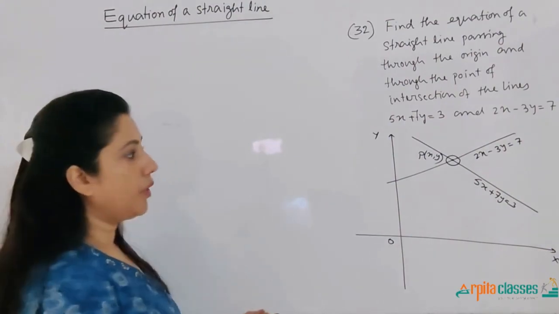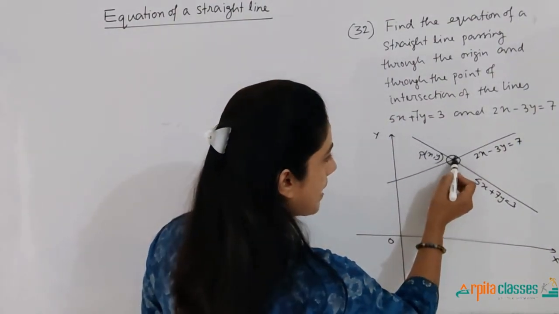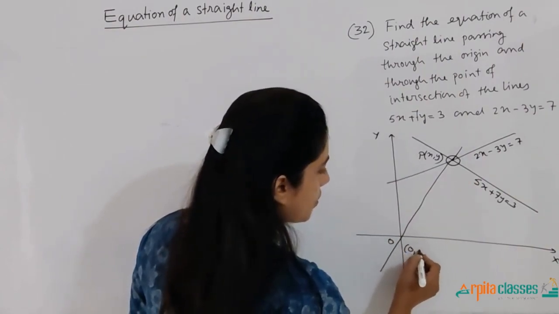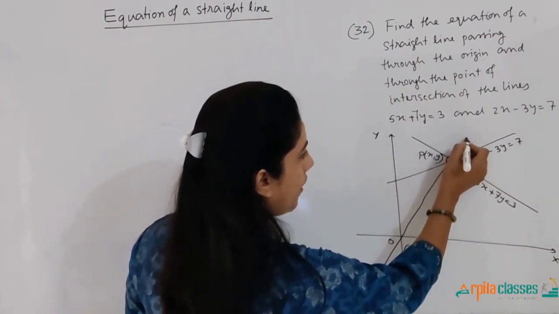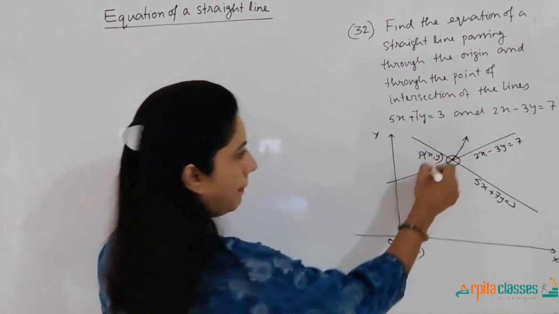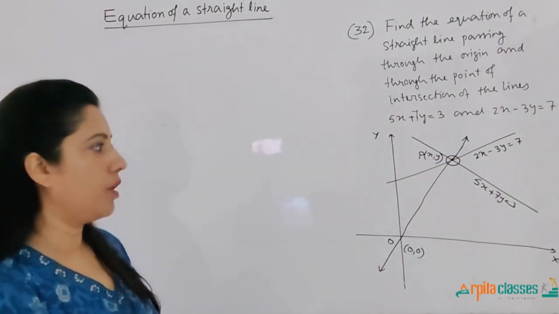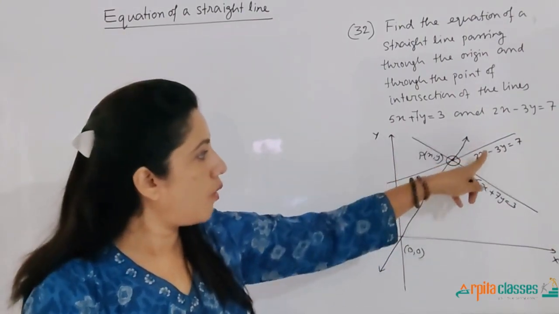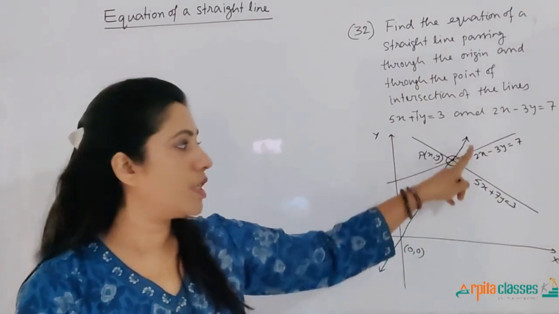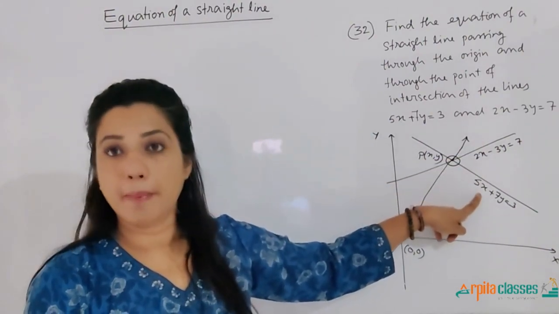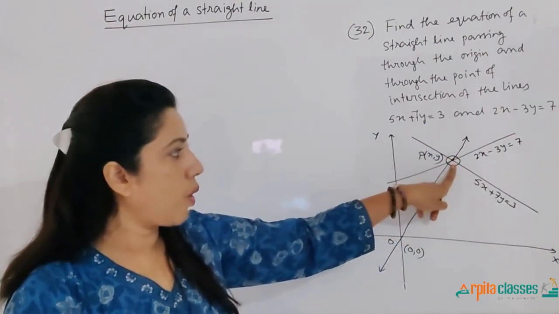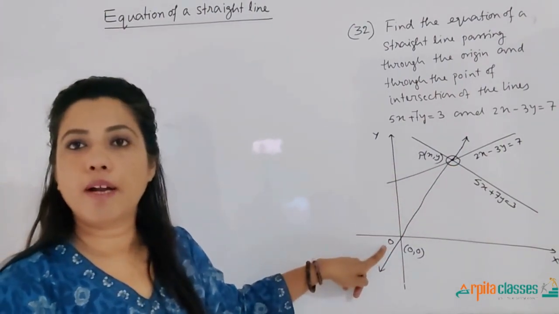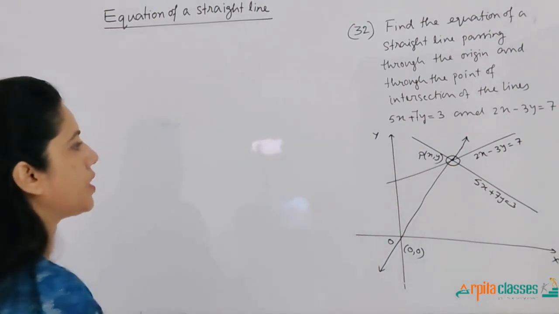So we have to find the equation of the line which is passing through the intersection point and the origin. Origin is (0, 0). So basically we need to find the equation of PO. First of all we have to find the coordinates of P by solving these two equations. We can solve these two equations as simultaneous linear equations. We get the coordinates of P and then once we have the coordinates of P and O, we can find the equation of this line. So let us solve it.